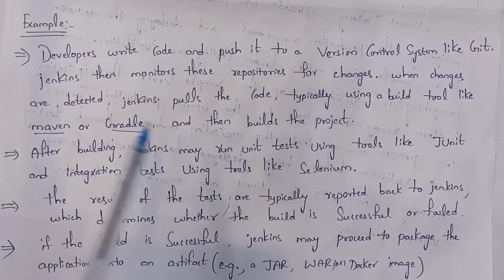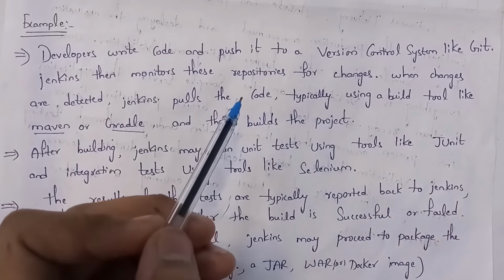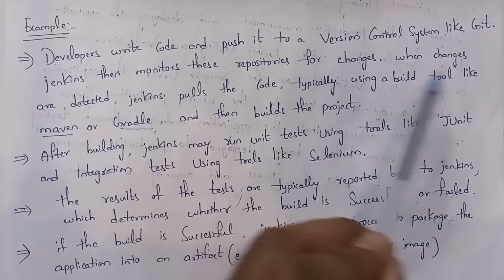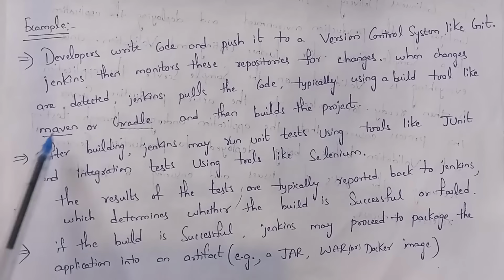We call that place a repository. Jenkins will identify whether any changes occur in our code. Whenever changes are detected, Jenkins will pull that code. Typically using build tools like Maven or Gradle, Jenkins will build the project. By using tools like Maven or Gradle, we can perform the build operation.